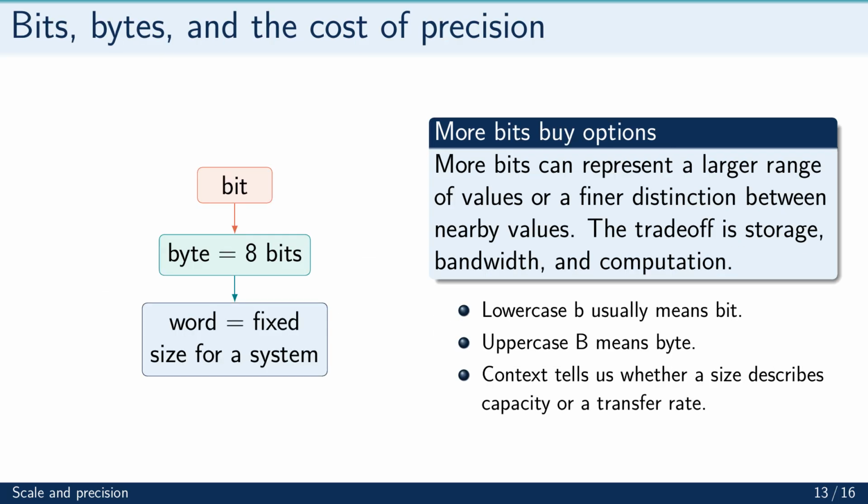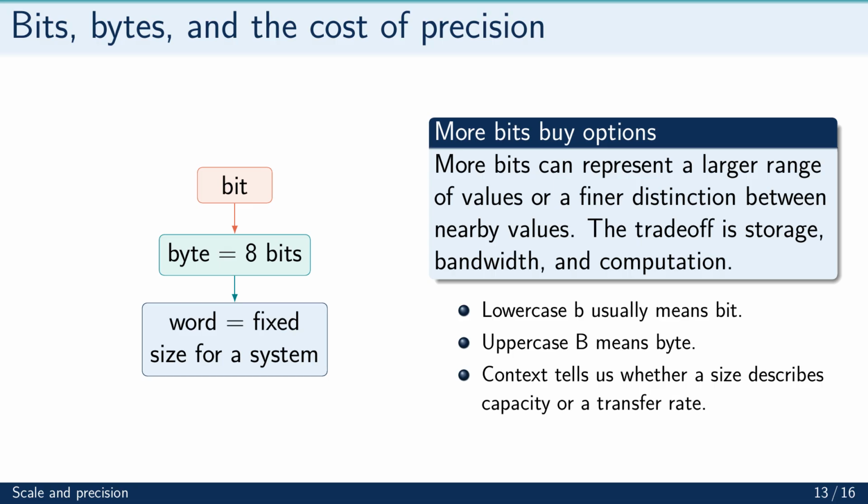The terms bit, byte, and word describe increasingly useful groupings of storage. A bit is a single binary choice. A byte contains 8 bits and is a common unit for characters and memory. A word is a fixed-size group that a particular processor handles naturally, although its size depends on the system.